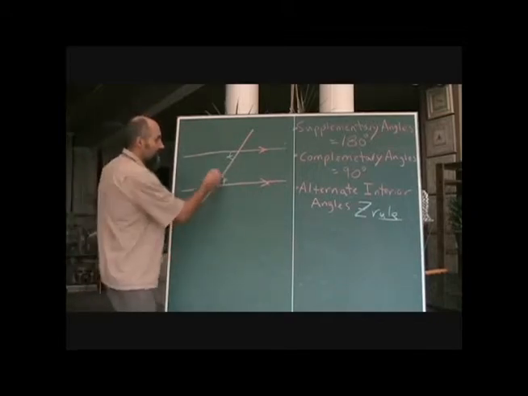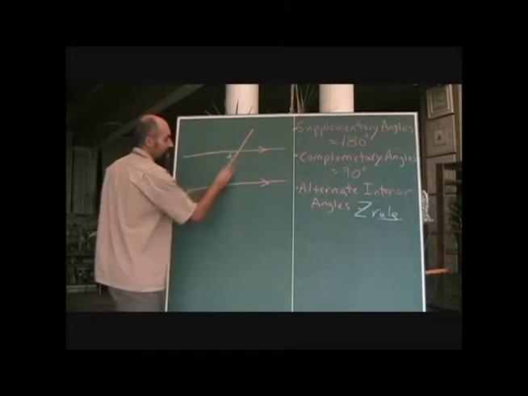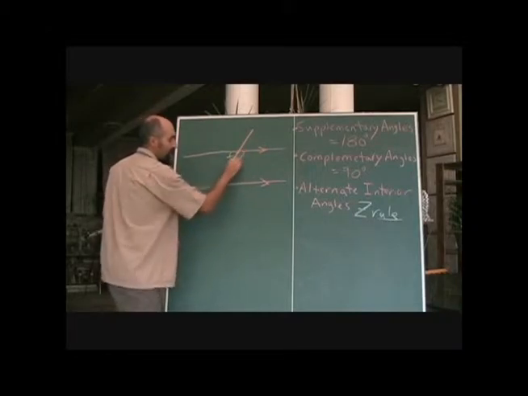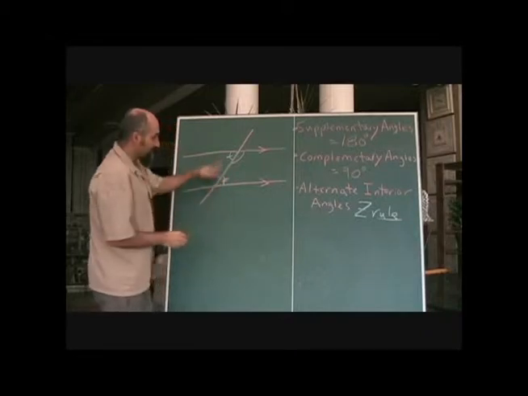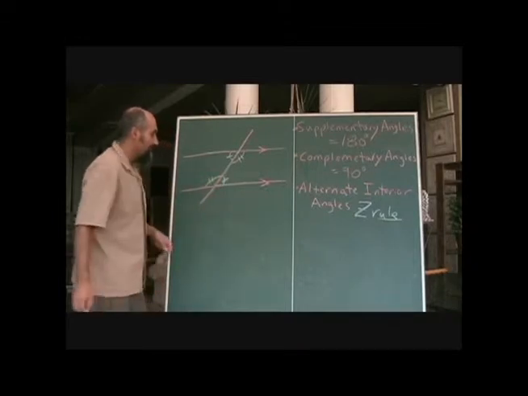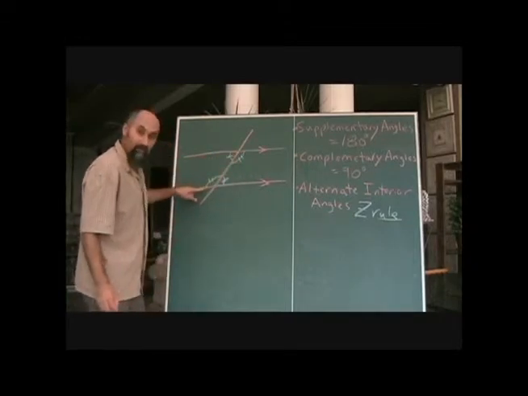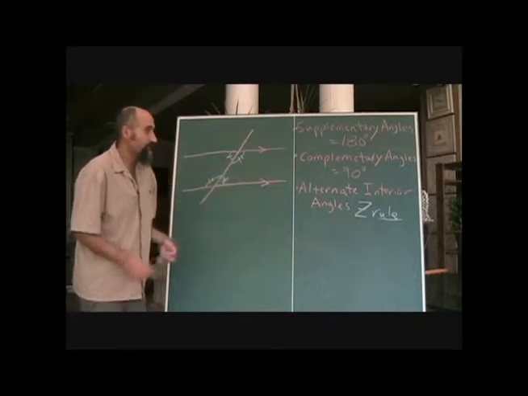Okay. Now, the Z rule can also work backwards. You could have a Z going this way, and I use one tick to say that they're the same. So that angle equals that angle, and this angle is equal to this angle. So there's your backward Z, and here's your forward Z, right? That's the alternate interior angle.